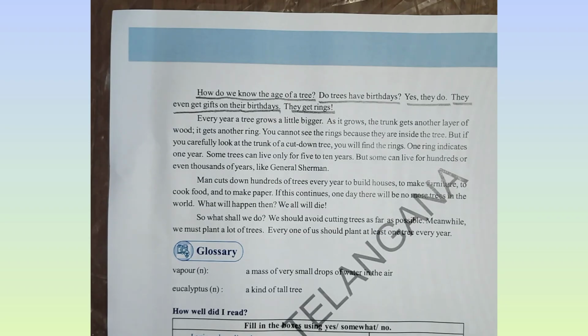Like we celebrate birthdays, usually the trees also celebrate birthday parties. How do we get gifts at birthday parties? Like that, the trees also get gifts in the form of what? In the form of rings. Okay, they get rings for their birthday parties. Who used to get the rings here? The trees used to get the rings as their birthday gifts.